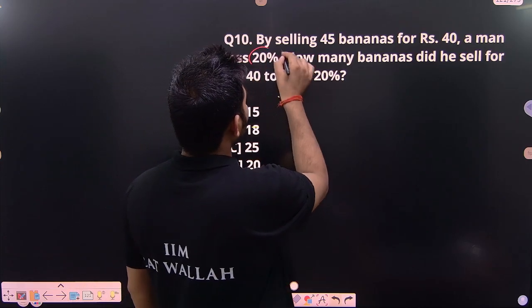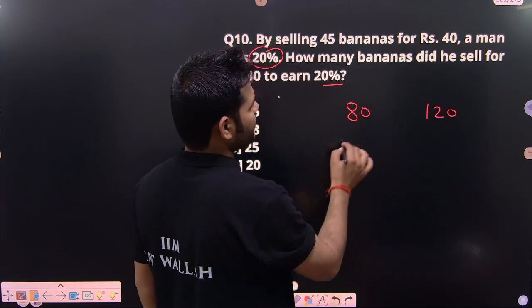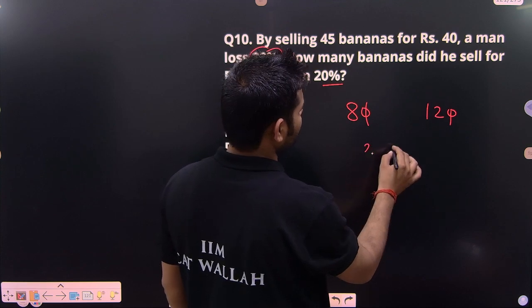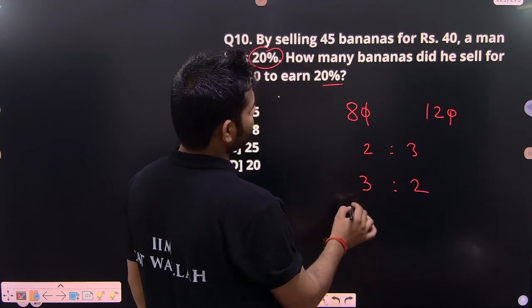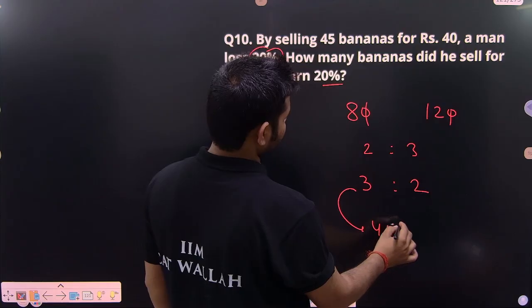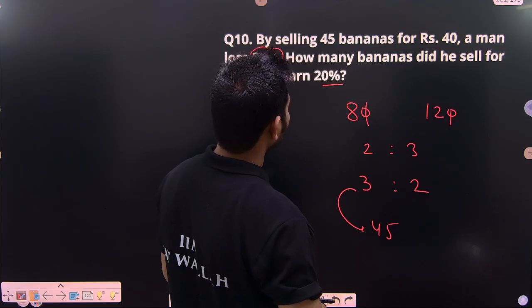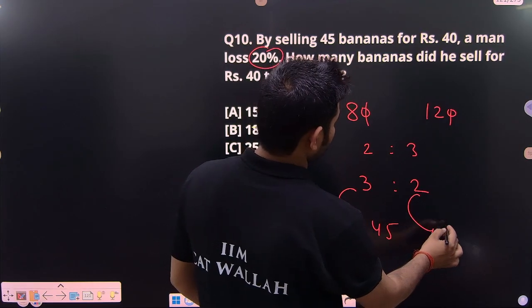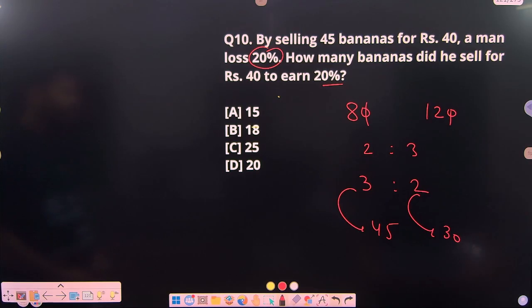So basically, the loss is 20% and he wants to earn 20%, so the ratio would be, and the items ratio would be, so earlier he was selling 45 bananas. The one banana's value would be 15. 30 would be the answer, guys. Okay, no issue. The answer would be 30. Quite clear.